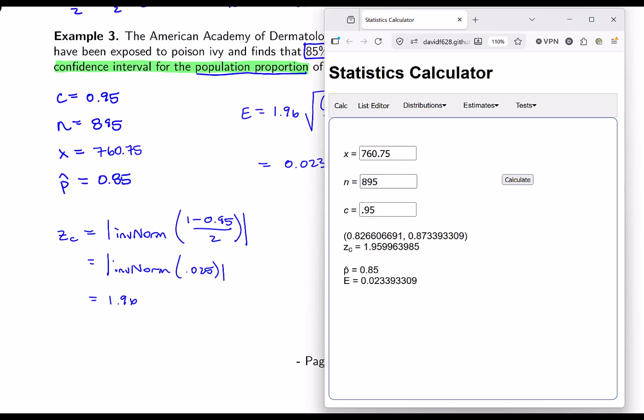The endpoints of this interval, 0.827, just like we had, and 0.873, just like we had as well. It also gives some breadcrumbs along the way. The critical value based off of our level of confidence, 1.96, and the margin of error, 0.023.